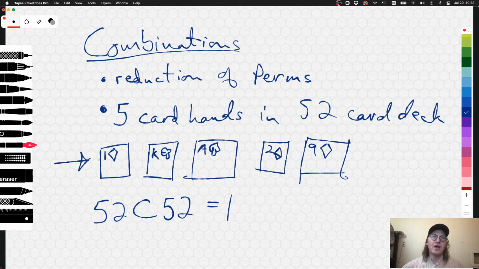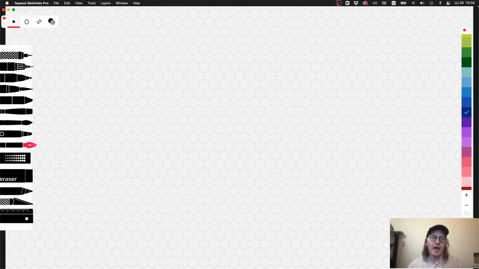If you only have these 5 objects, there's only one way that you can have those 5 objects if order doesn't matter. You just have them, right? So let's try to tie this idea together: combinations to 5 card hands. How many 5 card hands are there in a 52 card deck? We'll use that as a kind of basis to start thinking about this.